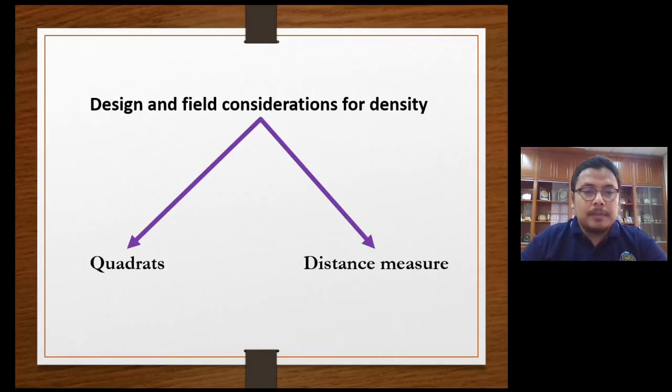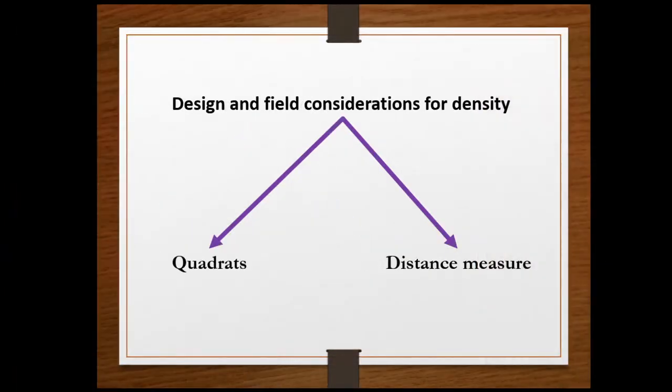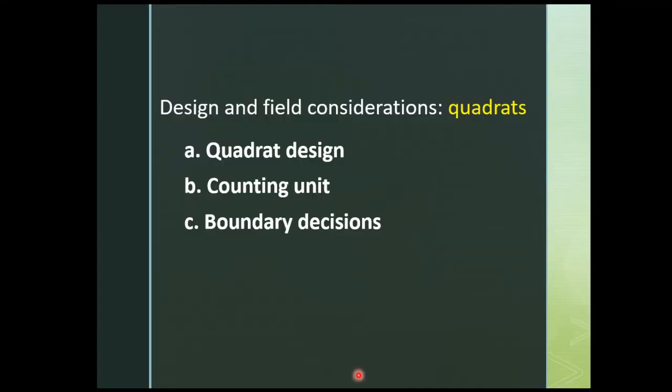There are two ways, or field considerations, to determine density of plants in the field, which are the quadrats and measurement of distance. First, we will discuss the quadrats. Three considerations are needed to determine density using quadrats, which are the quadrat design, the counting unit, and the decision about the boundary.